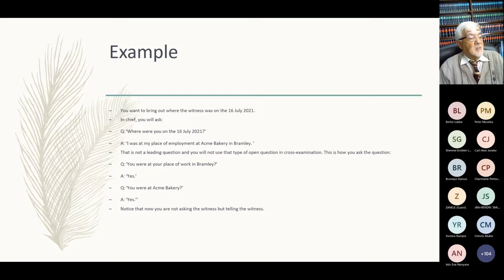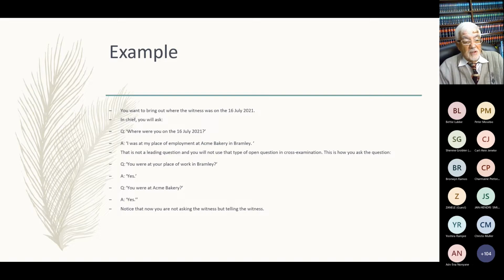So let's look at an example here. You want to bring out where the witness was on the 16th of July. So in chief, you will ask, where were you on the 16th of July? I was at my place of employment at Acme Bakery. Now, those are not leading questions. These are open questions. This is how you ask in cross-examination. You were at your place of work in Bramley. Yes. You were at Acme Bakery. Yes.